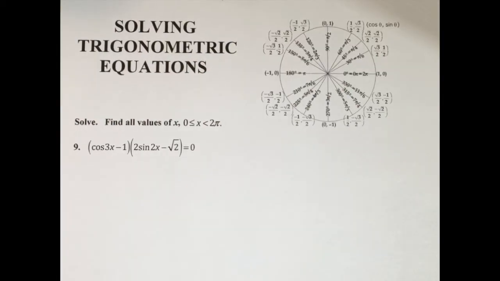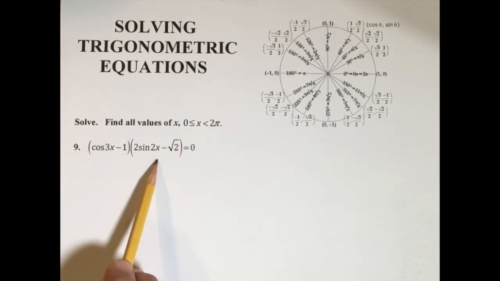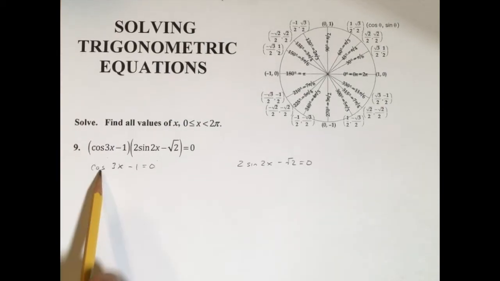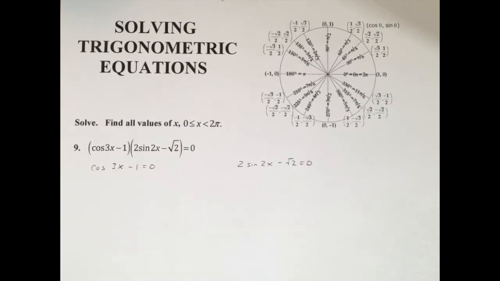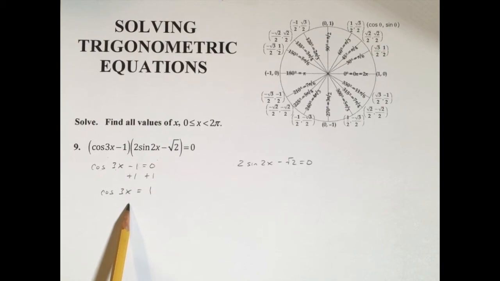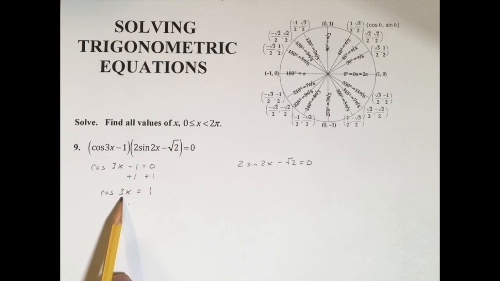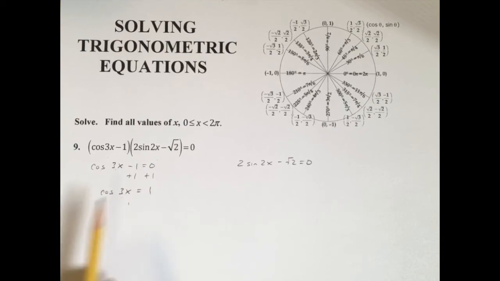Here I have one more example that's in factored form. I need to see where this factor equals 0, and I need to see where this factor equals 0. I'll isolate the cosine 3x by adding 1 to each side. And there's nothing more I can do here. I can't do any more isolating. I can't divide by 3 to get rid of this 3. To solve this, I'll need to spin around the unit circle 3 times.